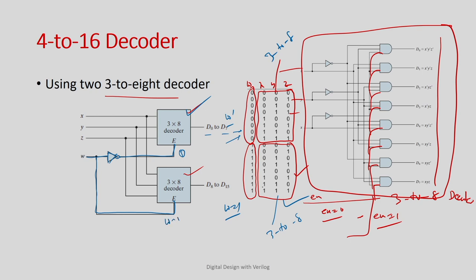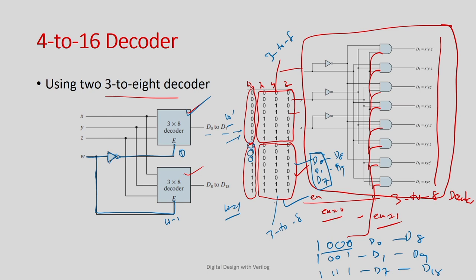And since W is equal to 1 now for the second half, this decoder is enabled and my output will again be D0 to D7, but I just add W as the MSB. So D0 becomes D8, D1 becomes D9, because if it is 000, which is D0, you add W here, because W equals 1, so this becomes 8. You have 001 which is D1, you add 1 here, so it becomes 9. This way, if you have 111 here which is D7, you add 1 here, it becomes D15. So effectively this is encoding D8 to D15, and none of them will be 1 when this particular decoder is disabled.